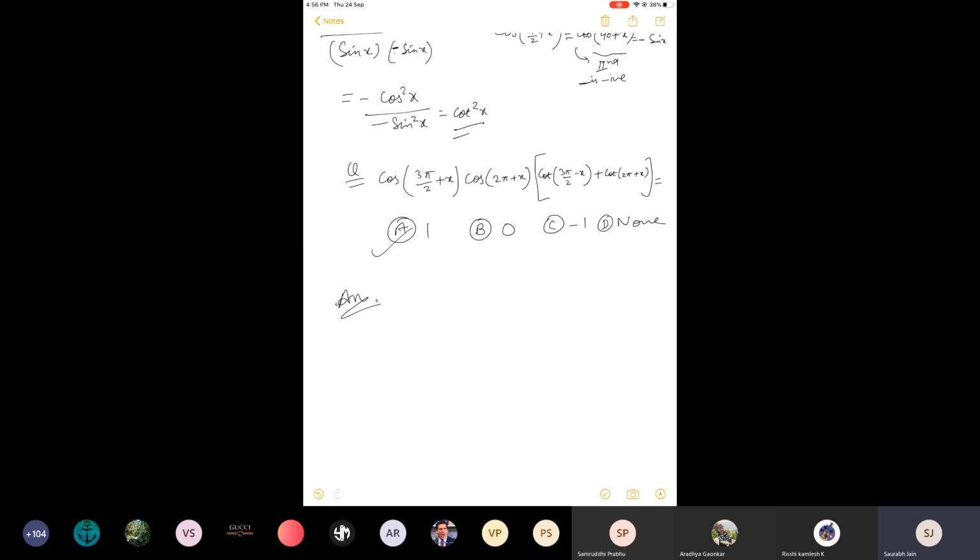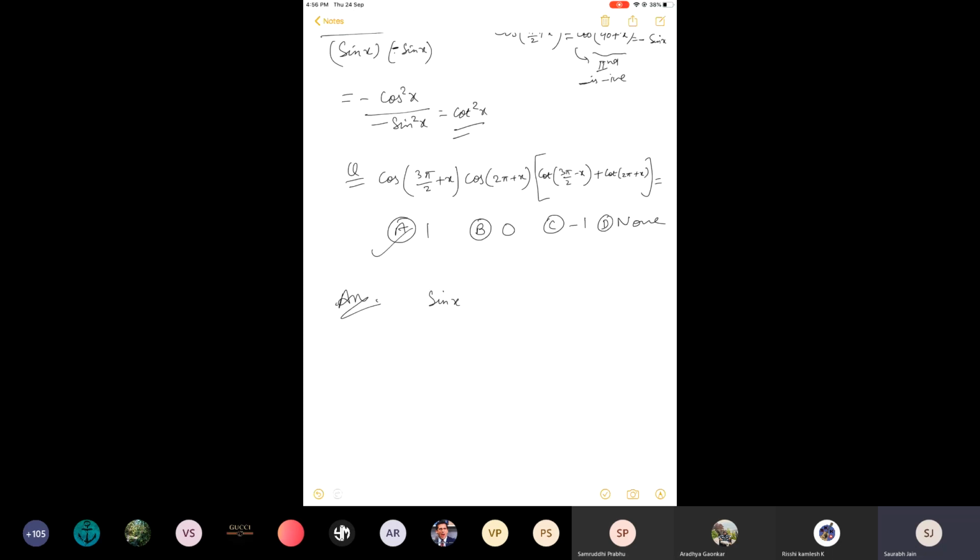So if we start with the first one, cos of 3 pi by 2 plus x. 3 pi by 2 is 270 degree. 270 means sine x, and 270 plus is in the fourth quadrant, so it will be sine x only. Cos will be positive. Then the second one will be cos x.